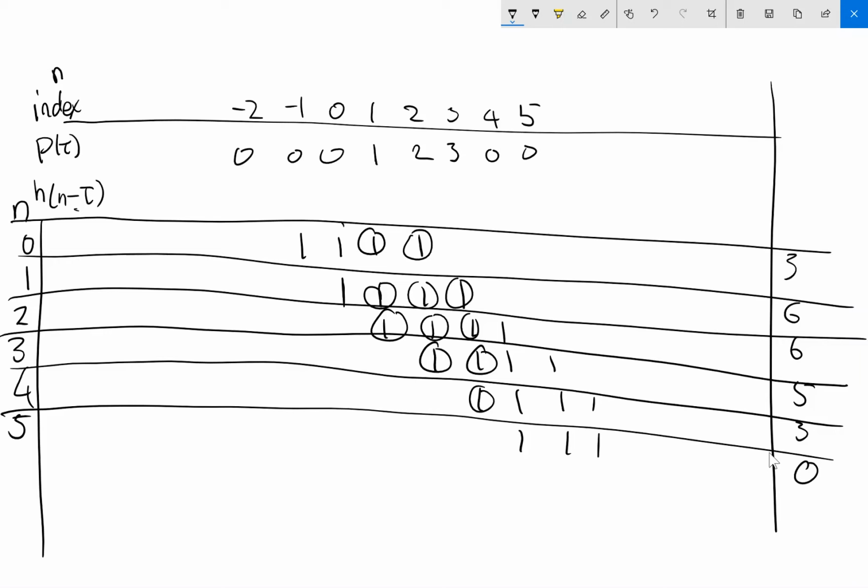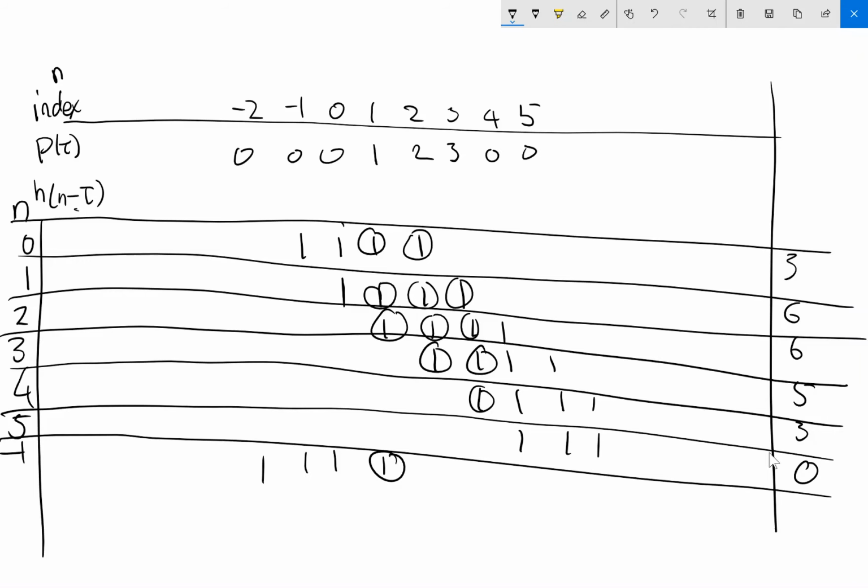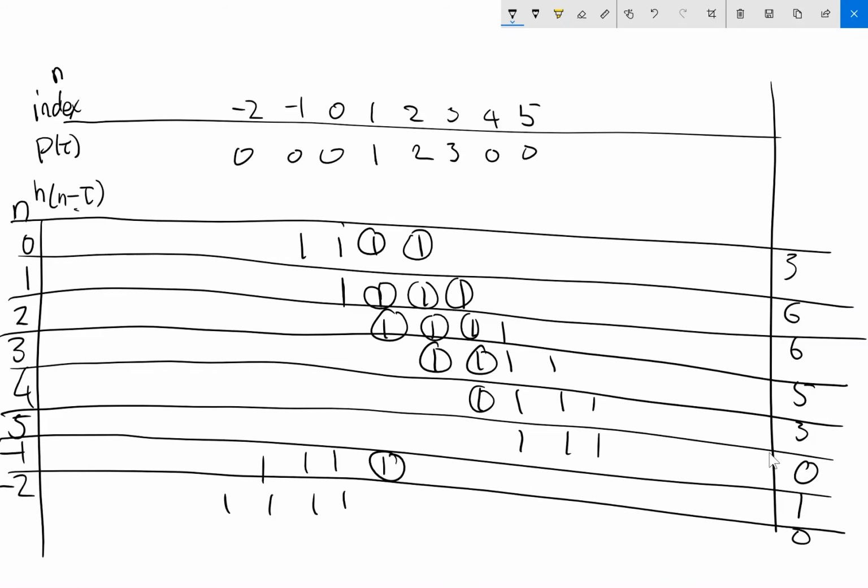Then we go back to 0 and go to the other side, like -1. This one overlaps and gives you 1, and -2, nothing overlaps. And if you keep shifting to the left, still you won't see any overlap anymore, so that shows you can stop here. You can only stop when you have these zeros on both ends. So any question about this table part?